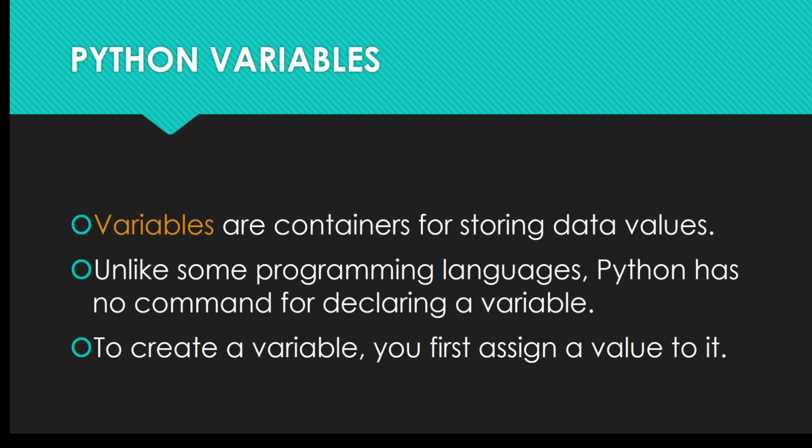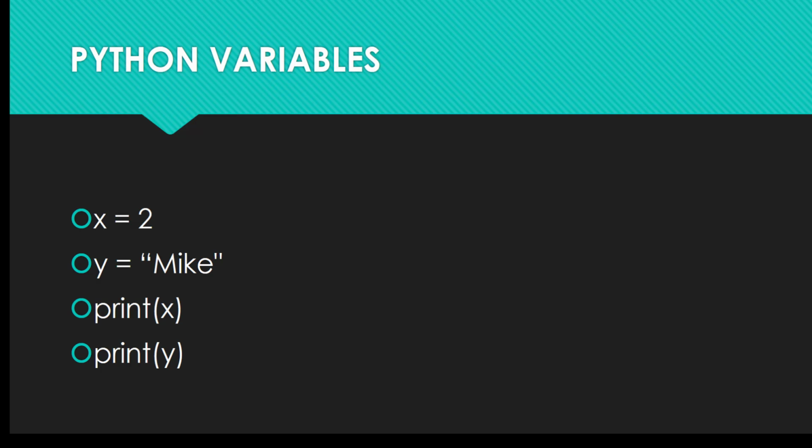What are variables? Variables are containers for storing your data values. Unlike some other programming languages, Python has no command for declaring a variable. To declare a variable, you simply need to assign a value to it. These are examples of variables we have: x is equal to 2 and y is equal to Mike.